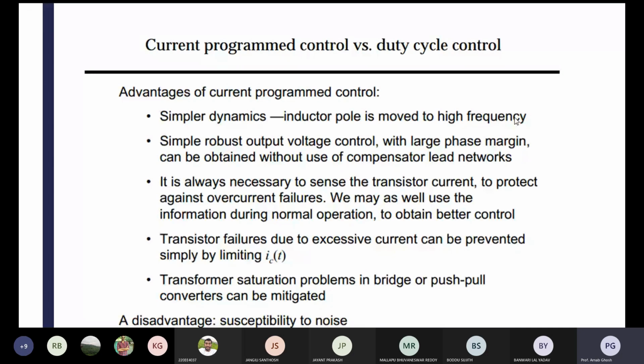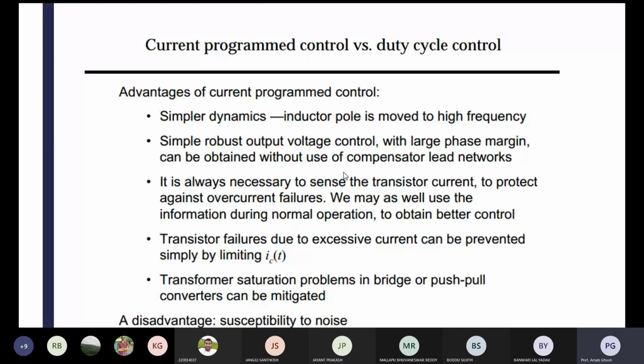The next point is simple, robust output voltage control. A large phase margin can be obtained without use of a compensator lead network. You know from previous discussions that we normally use the lead network for boosting the phase. Automatically, current mode control, by its inherent property, boosts up the phase of the system. That is another benefit of current program control.